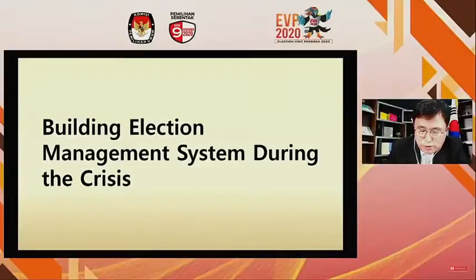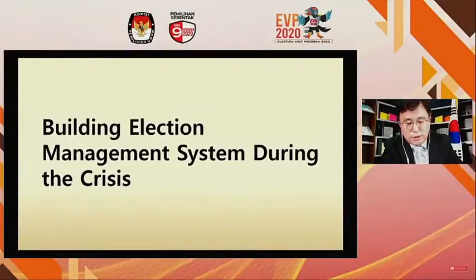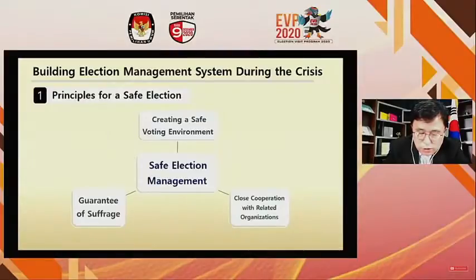Against the backdrop of growing concerns and anxieties, the NEC built election management system to respond to the health crisis. Next, please. The National Election Commission set 3 principles for a safe election in response to the COVID-19 pandemic. Firstly, the NEC made it clear that minimizing the impact as much as possible is the best election management to create a safe voting environment. Secondly, the NEC should meet our obligation to guarantee suffrage as much as possible. Thirdly, to fulfill those responsibilities, close cooperation with related organizations cannot be overemphasized. Next, please.